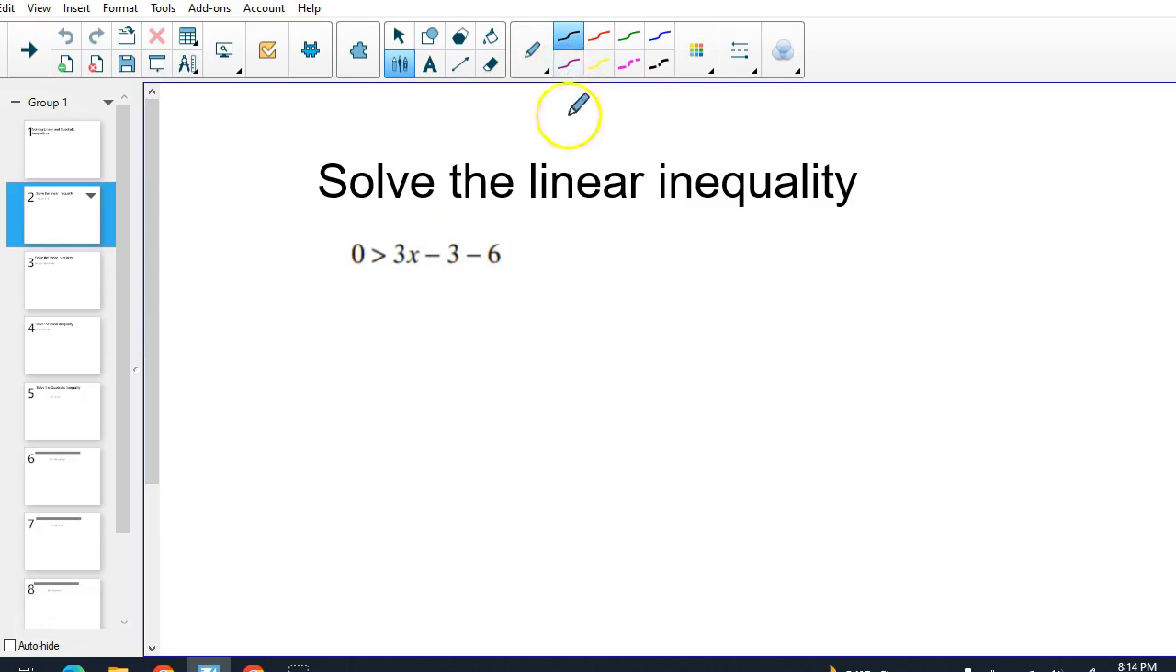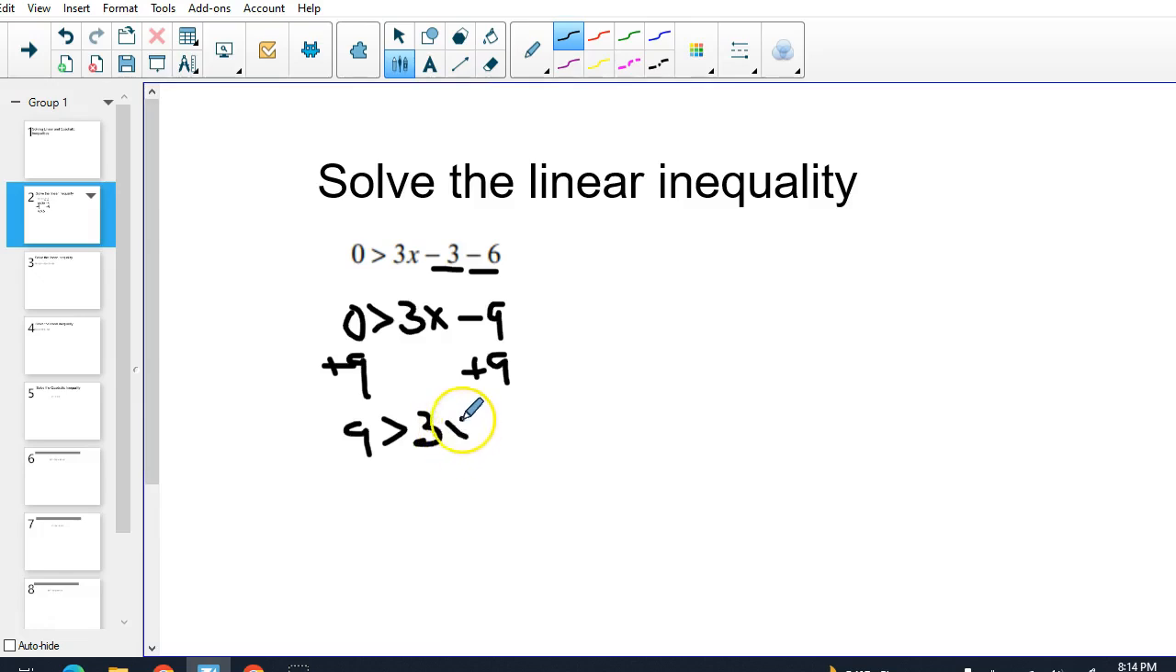If I were going to solve this, the first thing I'd notice is I have a couple of like terms here, -3 and -6, so I'm going to combine those. So we get 3 is greater than 3x - 3 minus 6 gives me -9. Now we're still trying to get x by itself, so I want to remove the -9. I can move that to the other side by adding 9 to both sides. So I have 9 is greater than 3x.